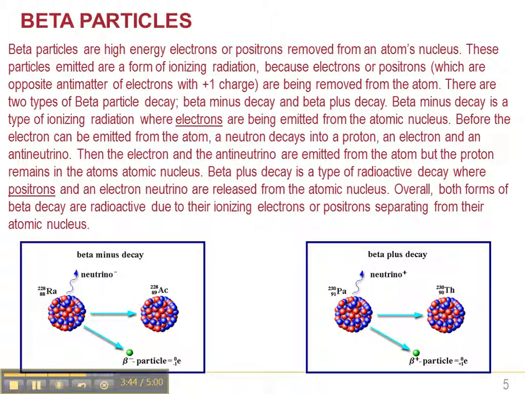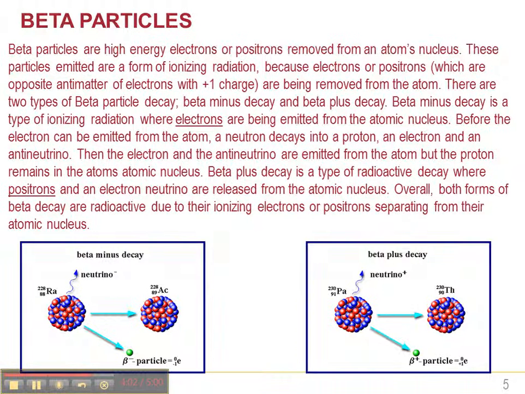atomic nucleus. Beta plus decay is a type of radioactive decay where positrons and an electron neutrino are released from the atomic nucleus. Overall, both forms of beta decay are radioactive due to their ionizing electrons or positrons separating from their atomic nucleus.